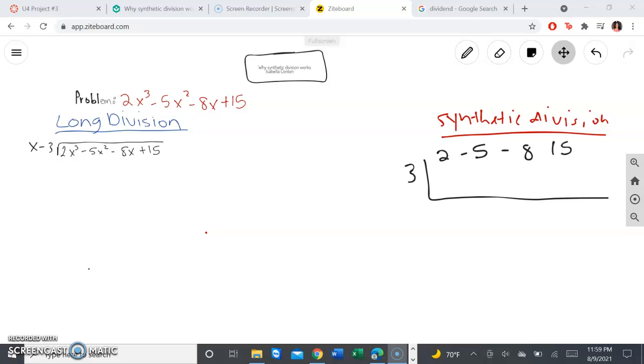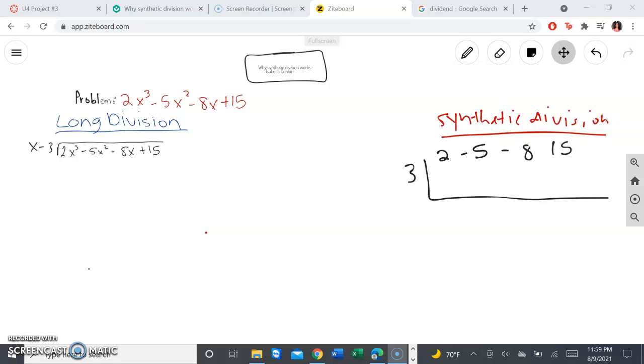For long division, as you can see, the whole problem is written out, so the terms are under the line. And for synthetic division, it's just the coefficients of the problem, and also the divisors are different. For long division, it's x minus 3, which is what was in the original problem, and for synthetic division, it is the inverse of the divisor.